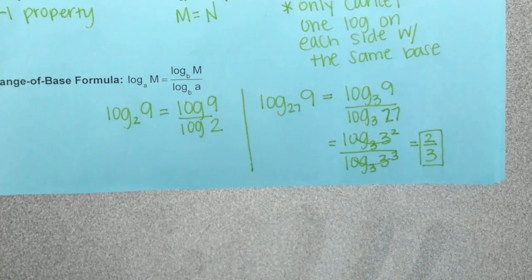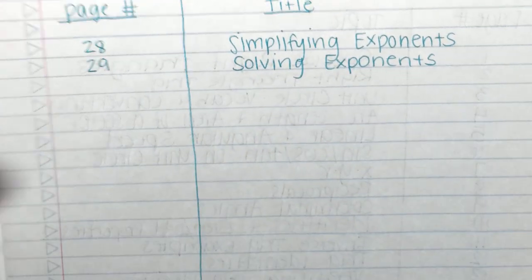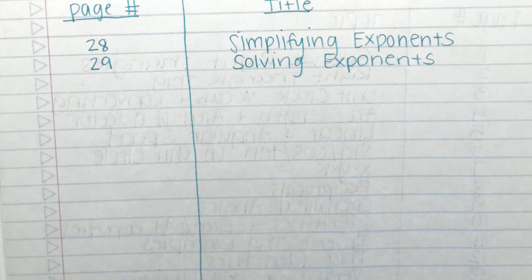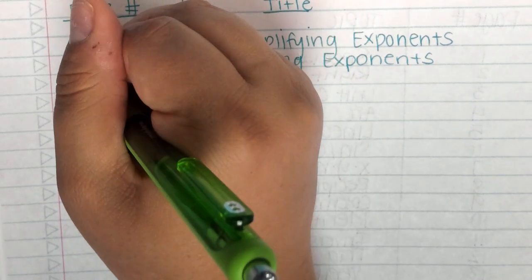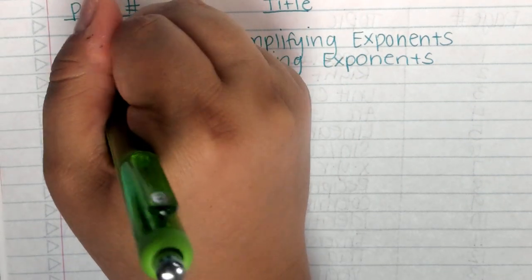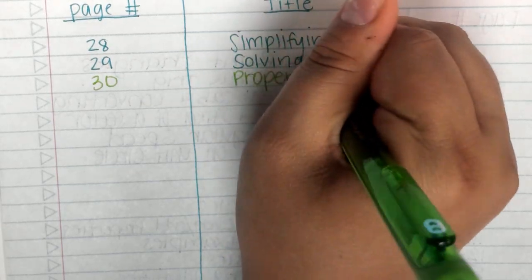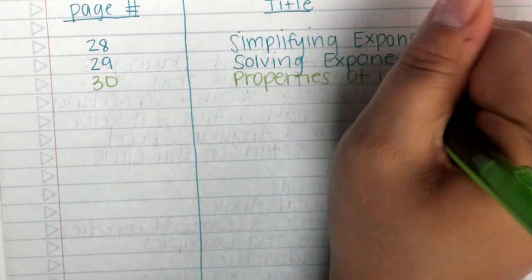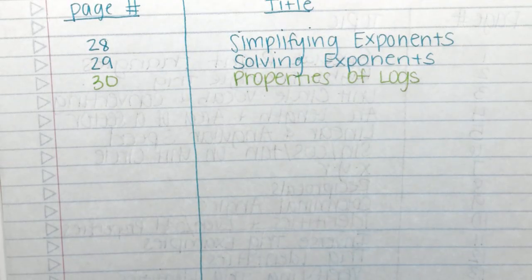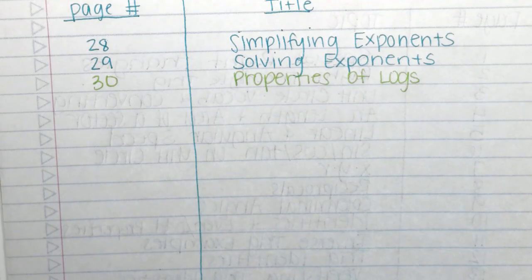So now, if you can get out your notebook, we are going to do 9 examples. 9 examples of homework? 9 examples. This is your Wednesday homework. Properties of logs, page 30. Page 30.